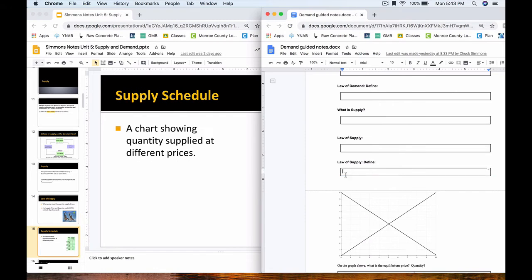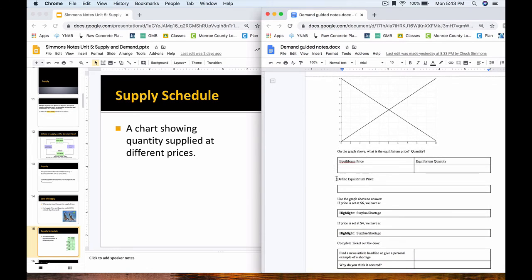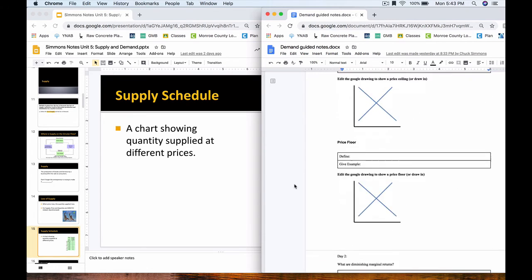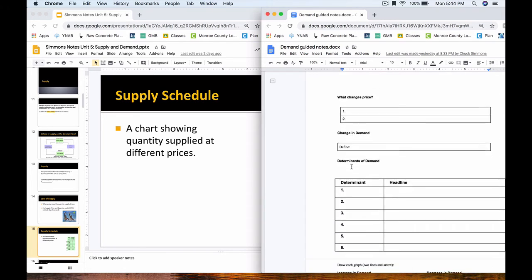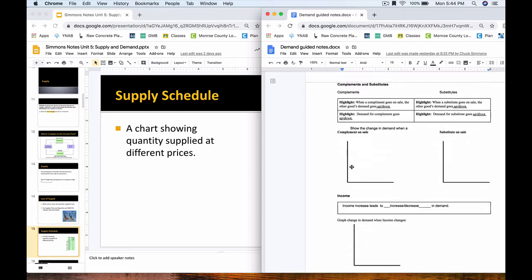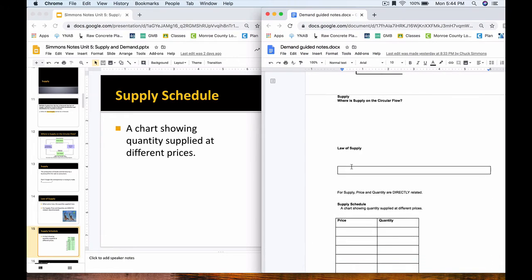Your supply schedule, you're going to have to scroll down a little bit. Again, sorry about the out of order here. But if you scroll down to where we talked through demand and we've got supply here on the circular flow, we talked about that was in the factor market.